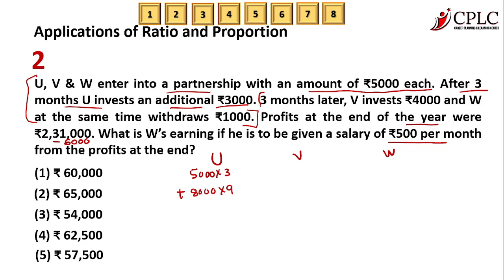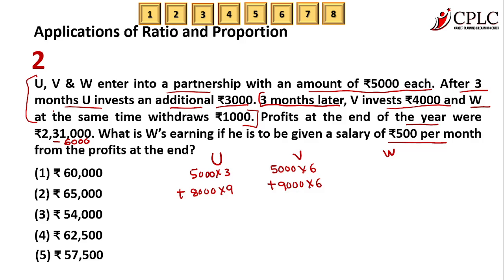Look at the language then. 3 months later, which means 3 more months after, which means, I hope you understand, 6 months later, V invests 4,000 rupees. So V also started with 5,000, but only for the first 6 months. Then for the next 6 months, he has invested 9,000 rupees because he's investing 4,000 extra. Basically, they have not said extra, but you have to understand this because they all started with 5,000.